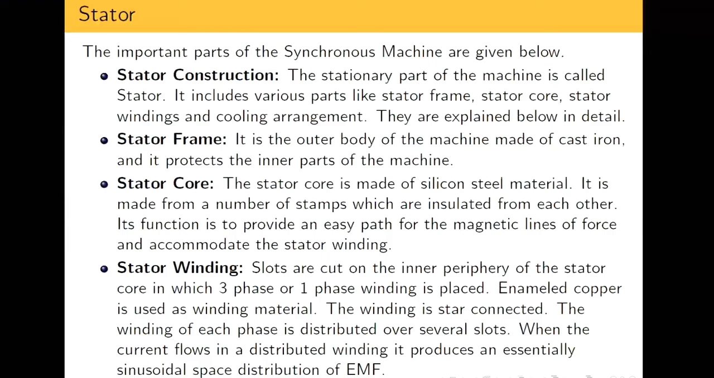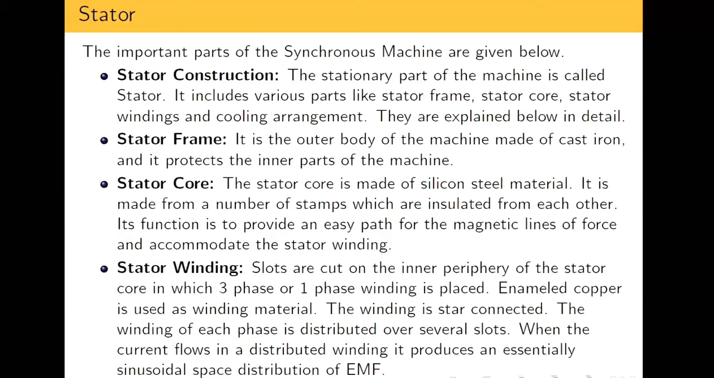Okay, and here one more question also can be framed here. What is the stator frame made up of? Right, out of which, and what is the function of the stator frame? Right, these are all subtopics. Protects the inner parts of the machine. Right, and stator core is made of silicon steel material. And here one more question: what is the stator core made up of? Stator frame is made up of cast iron, but stator core is made up of silicon steel material.